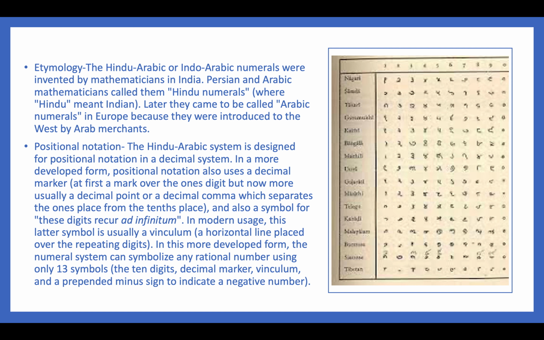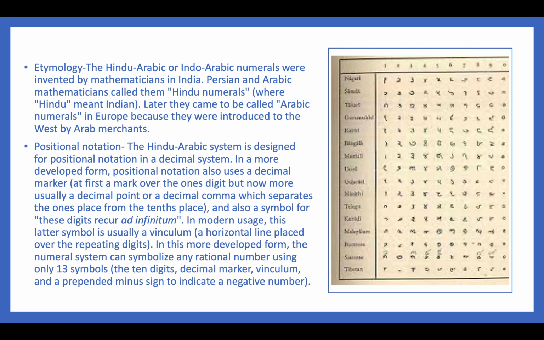Positional notation. The Hindu Arabic system is designed for positional notation in the decimal system. In a more developed form, positional notation also uses a decimal marker, at first a mark over the ones digit, but now more usually a decimal point or a decimal comma, which separates the ones place from the tenths place, and also a symbol for digits that recur ad infinitum.